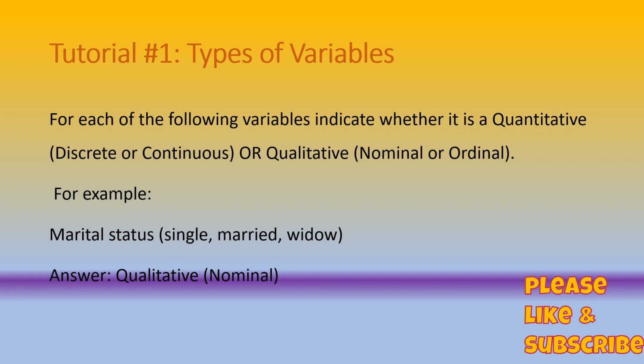Types of variable. For each of the following variables indicate whether it is a quantitative, discrete or continuous, or qualitative, nominal or ordinal. For example, marital status variable having three categories: single, married, widow. The answer is qualitative nominal variables.